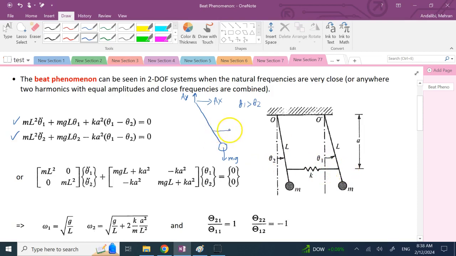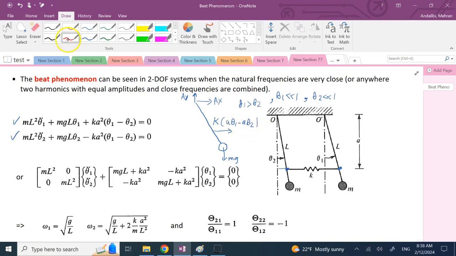So you have this spring force, and it equals K times the displacement of this point minus this point. If we assume that these thetas are small, we make it a linear vibration. Then the displacement of this point can be approximated by this distance A times tangent of theta 1, theta 2, and tangent can be approximated by the angle itself. So you simply say A theta 1 and A theta 2, so it's going to be K times A theta 1 minus A theta 2.